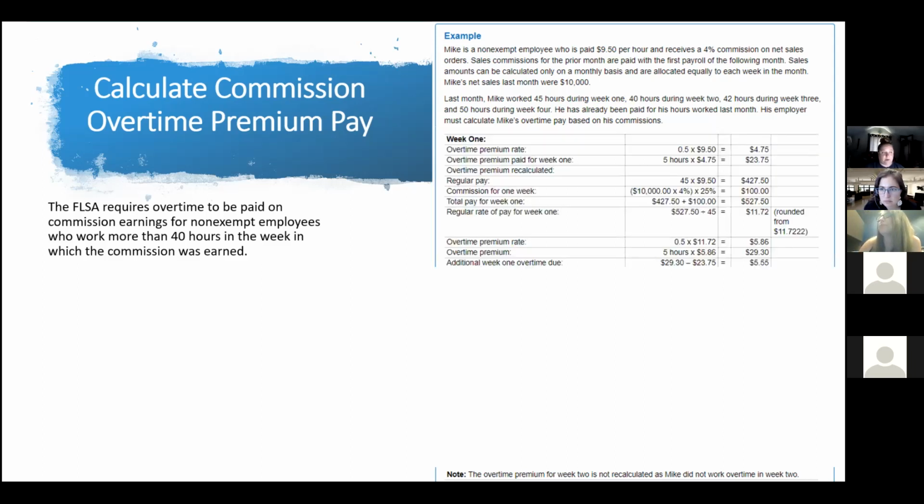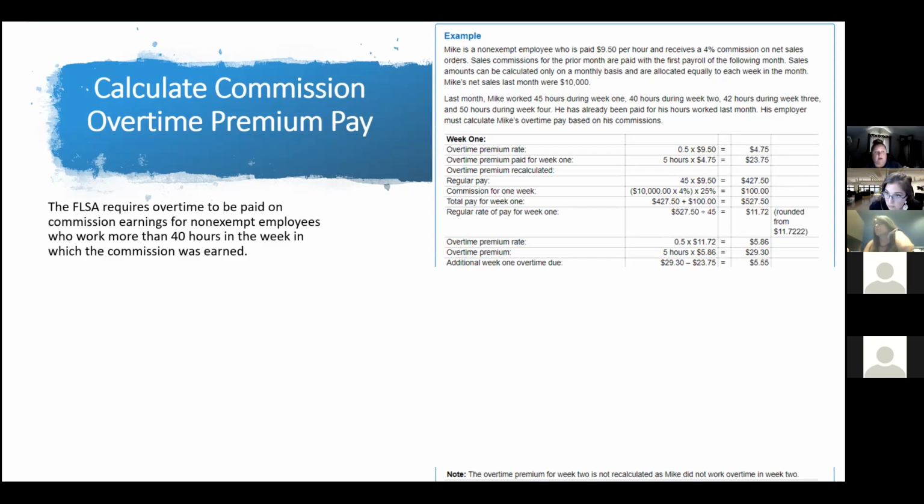So his overtime premium rate, we're going to take his regular rate of $9.50 times 0.5 is $4.75. He worked 5 hours of overtime. He gets $4.75 for those 5 hours. That's $23.75. That's what his regular overtime premium would have been without the commission.